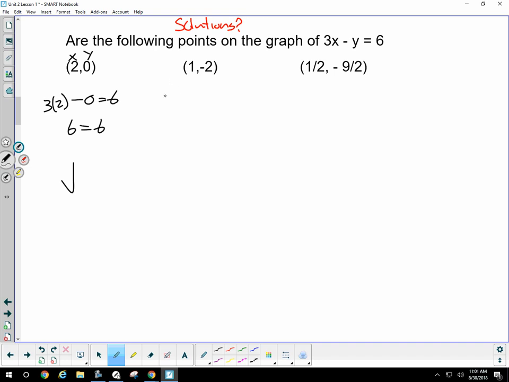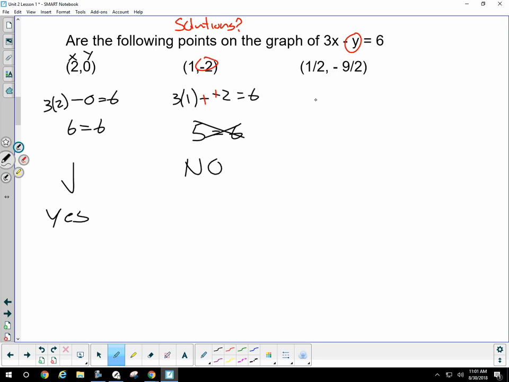1, negative 2. Well, you just have to check. Now, be careful. We are subtracting a negative. I'm substituting in negative 2 for y. I still have minus y, so it'd be minus negative 2. This should turn into plus a positive. I have 3 plus 2, which just gives me 5. 5 does not equal 6, so no, this isn't a solution. It is not a point.